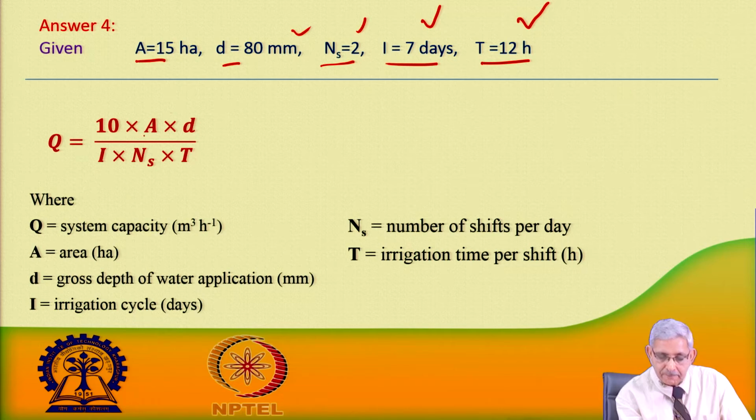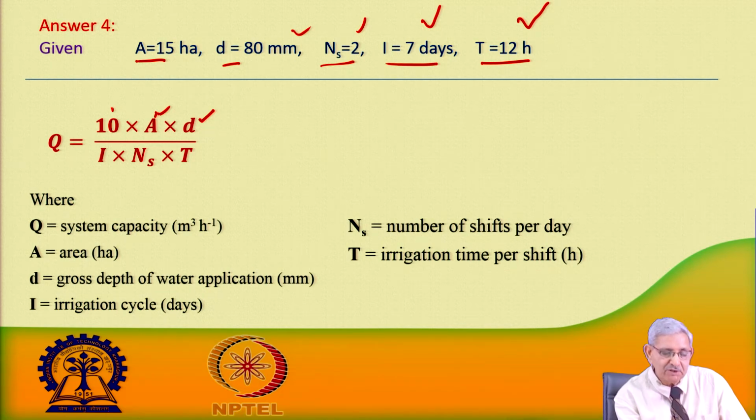This is the area, it is in hectare, D is the depth of water application, that is in millimeter. So, area in hectare, that is in square, we can say this is in square meter if I am putting, then it is divided by 1 by 1000. So, 10,000 divided by 1 by 10,000. So, this becomes a 10.